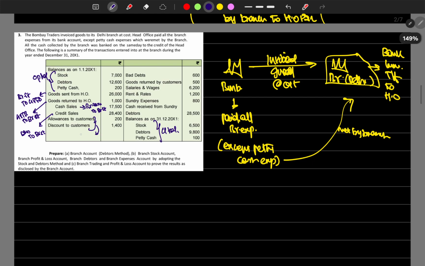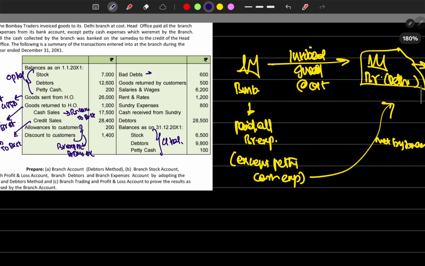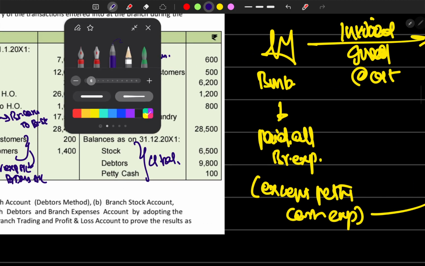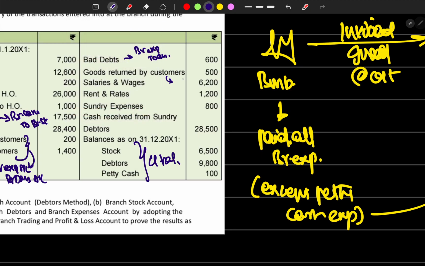Allowances to customers and discount to customers will automatically reduce the debtors, the branch debtors account. They are branch expenses. Then bad debts are also branch expenses, expenses to debtors. Goods returned by customers, which is sales return, branch stock account debit to debtors.